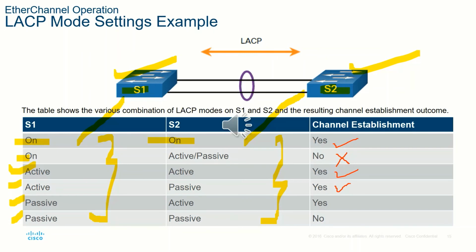The last combination is passive-passive. In both the switches, we are going to configure the mode passive. That means both switches will be in the passive negotiation state. No switch will start the initiation. No switch will send the LACP packet to the other device, because both are in the passive negotiation state. So no switch will send LACP packets. As a result, no EtherChannel will be established between switch 1 and switch 2.